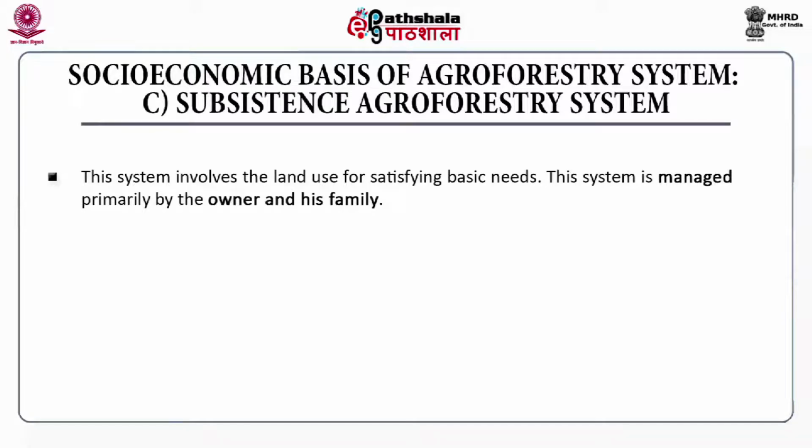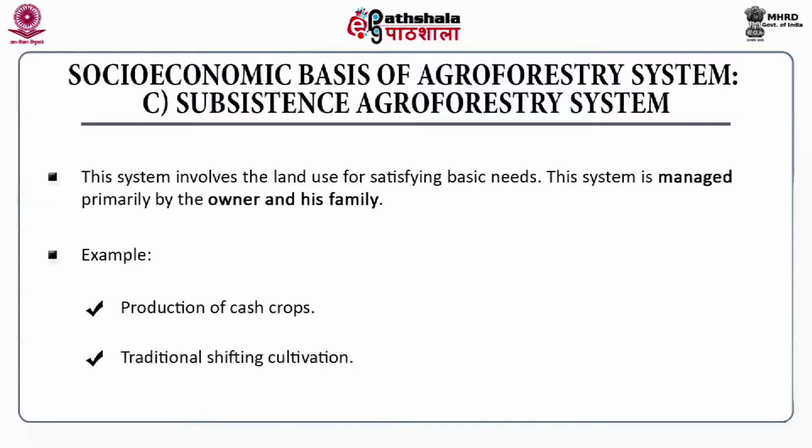This system involves the land used for satisfying the basic needs or regular needs. This system is managed primarily by the owner and his family. For example, production of cash crops and traditional shifting cultivation. Now, you can do a small assignment on shifting cultivation.